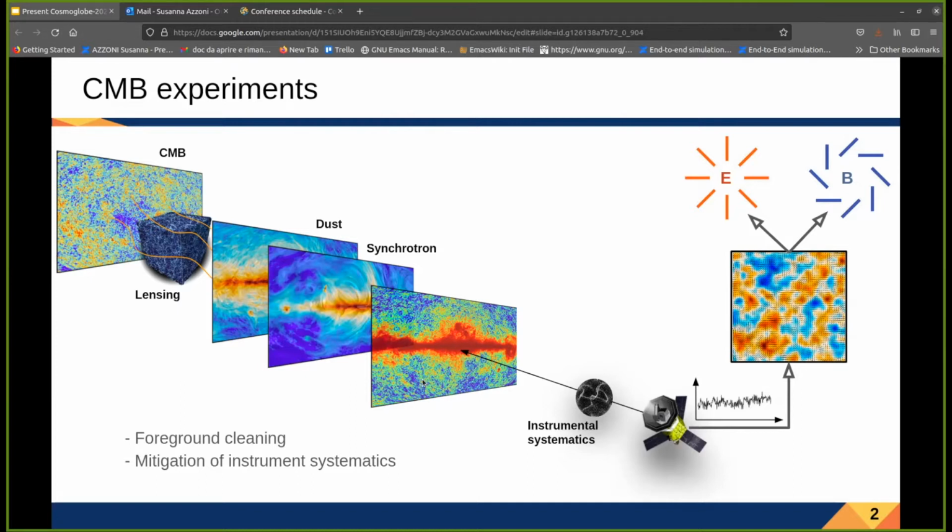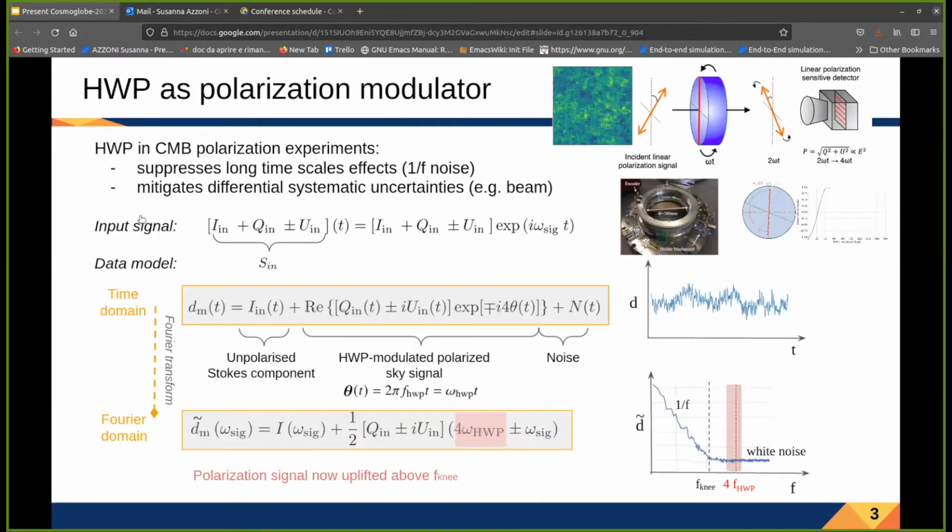And so my work during my PhD has been focusing on the implementation of some foreground cleaning techniques and how to mitigate some of these instrumental systematics, in particular related to the half-wave plate, which is what I'm going to talk about here. Right, so as a general introduction to the half-wave plate, a question would be, why is a half-wave plate important in polarized CMB experiments? And to have a general idea.